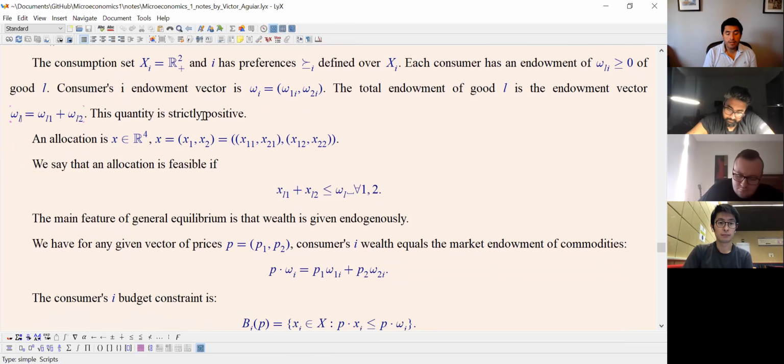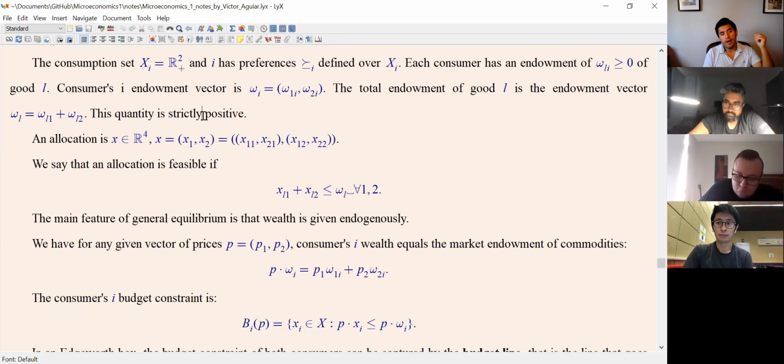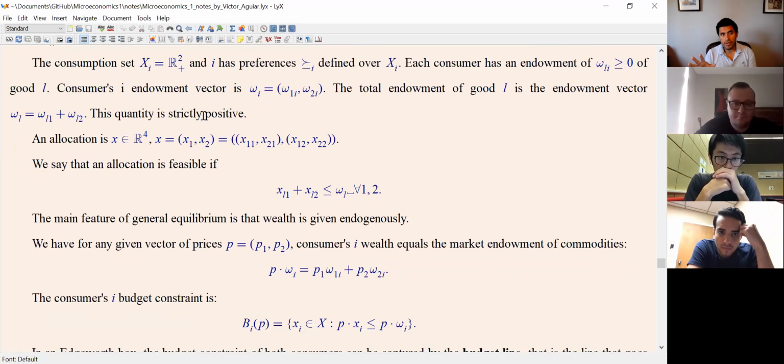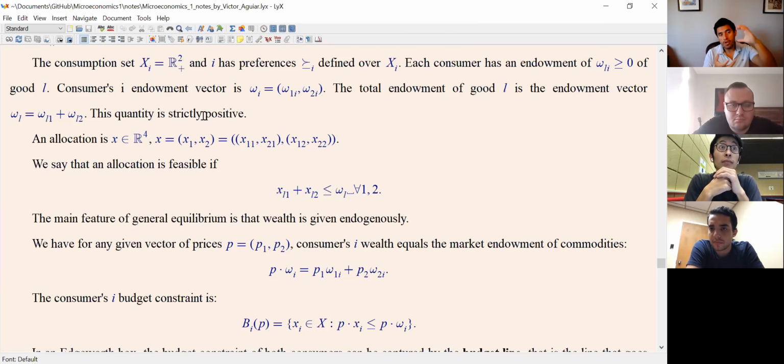Okay, and then this is important. We're going to assume that there are positive quantities of all goods in the aggregate. So it might be that because of the experimenter, some agent doesn't get any oranges, or no apples, but in the economy, the total quantity of apples and oranges will always be positive.